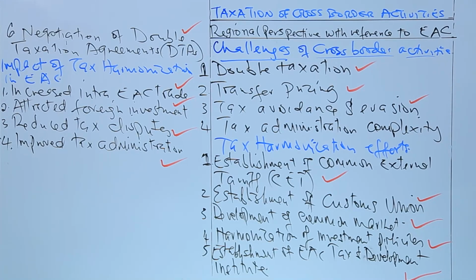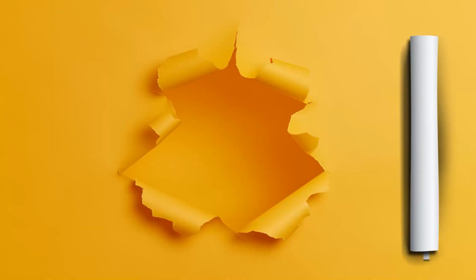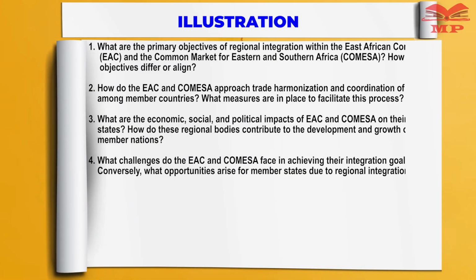Today's assignment, I have 4 questions. These are your revision questions. Number 1, what are the primary objectives of regional integration within the East Africa Community and the common market within the East Africa Community? Then number 2, how does the East Africa Community approach trade harmonization and coordination of policies among member states? And what measures are in place to facilitate this process?